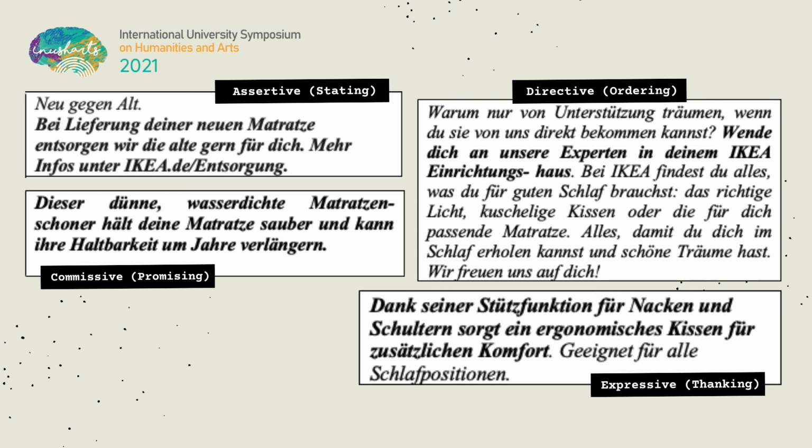Next, we have the commissive form. The function is promising. This example promises the advantages and excellences of an IKEA product. The promises delivered in this sentence also implicitly convince the customers that IKEA has top-notch products.